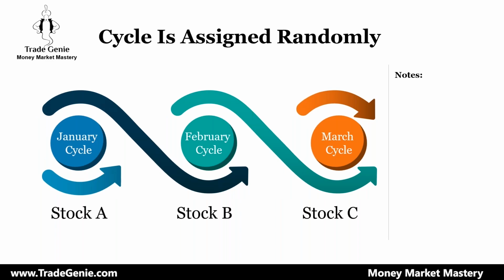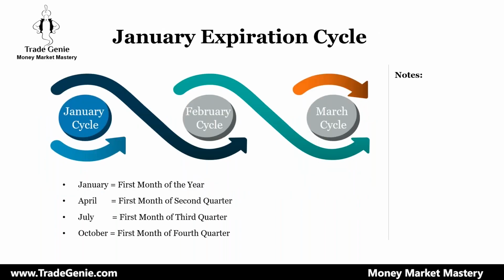So the cycle is assigned randomly. Now, let's say I'm explaining the January expiration cycle. Then I will explain February, and then I'll explain March. So, January cycle.